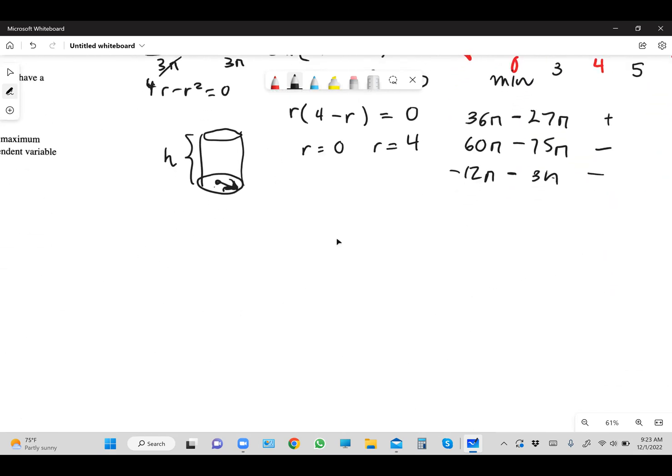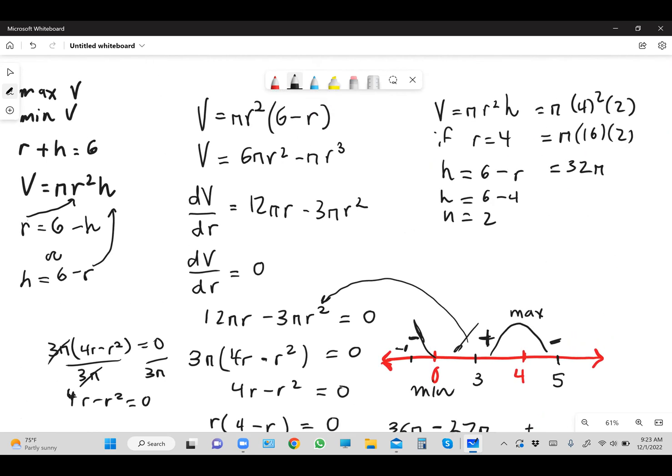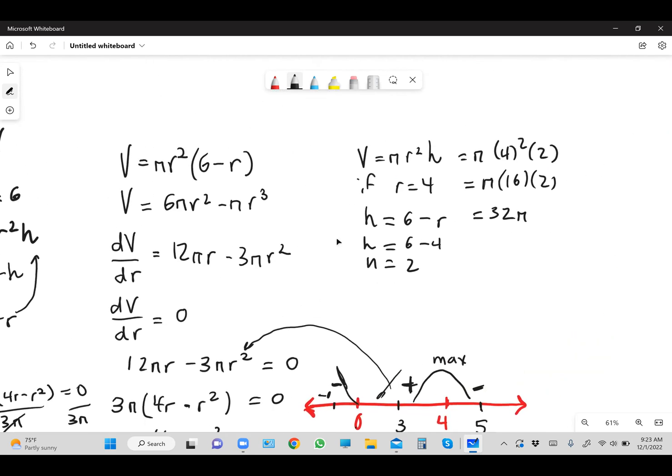So the minimum is 0, the maximum was 4. Well, yeah, the r was 4, but the maximum volume would be 32 pi. 32 pi. Okay.